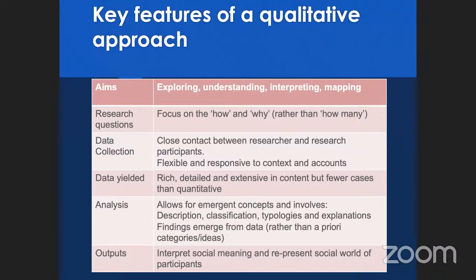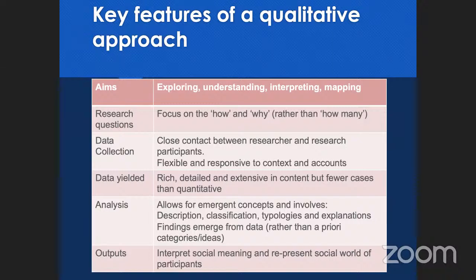So some of the key features of qualitative approaches include, in terms of the research question, that it helps in exploring or focusing on how and why rather than on how many. While the aim of the qualitative approach is to explore, to understand, and also to interpret the results. And in terms of data collection, it helps in close contact between the researcher and the research participant, and it is also flexible and responsive to the context and the accounts.